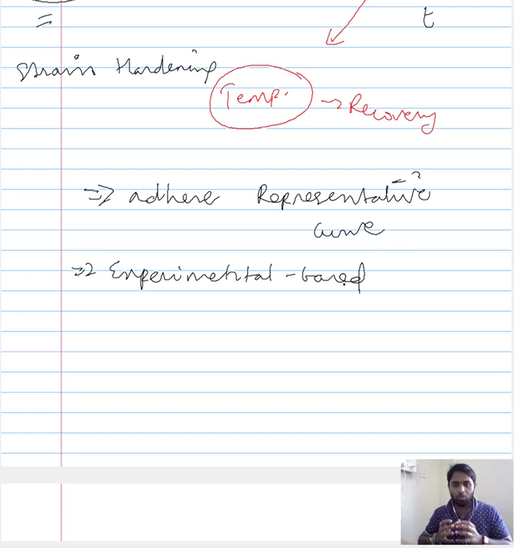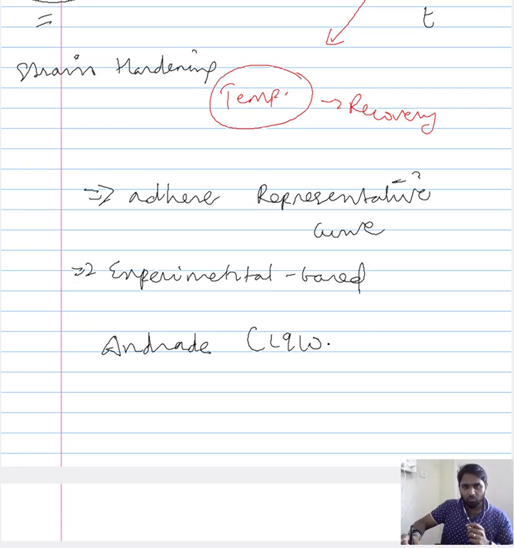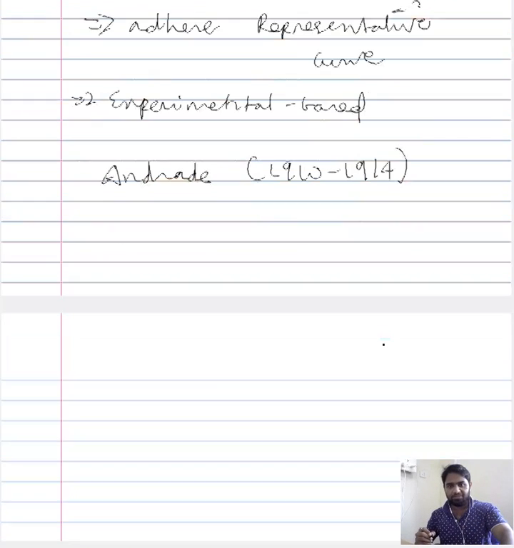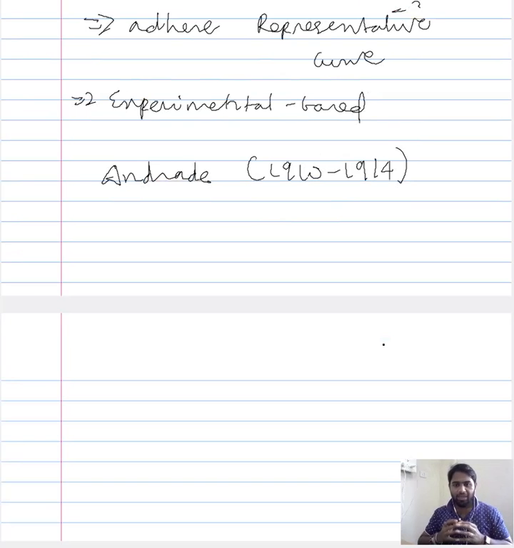So the first person who rendered us this expression was Andrade, and he worked on this creep problem a little over a century ago. The years that he worked on this problem were 1910 to 1914. Like we said earlier, the way he approached this problem was purely experimental. He did a lot of experiments on crystalline materials, so metals and alloys. He collected the data and he fitted the curve so that the best curve would include all the data points. So that is how he arrived at this plot.